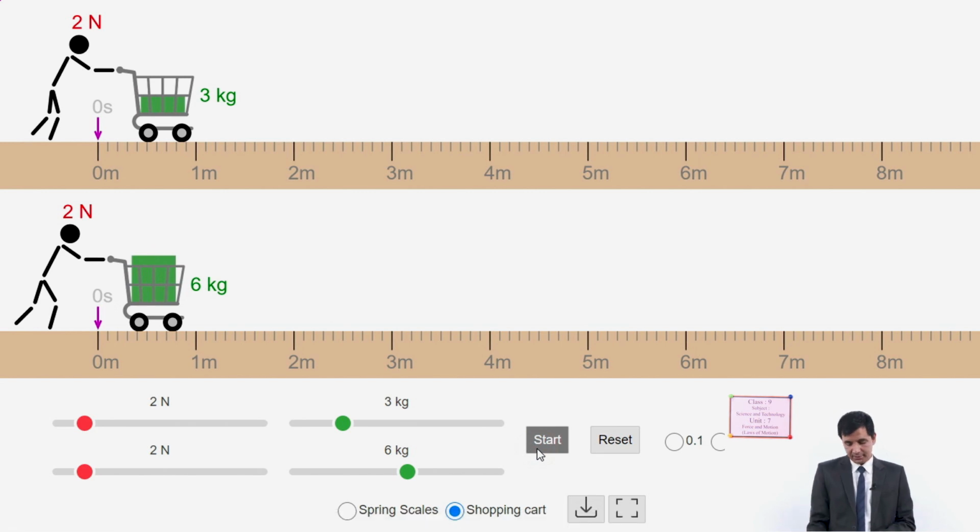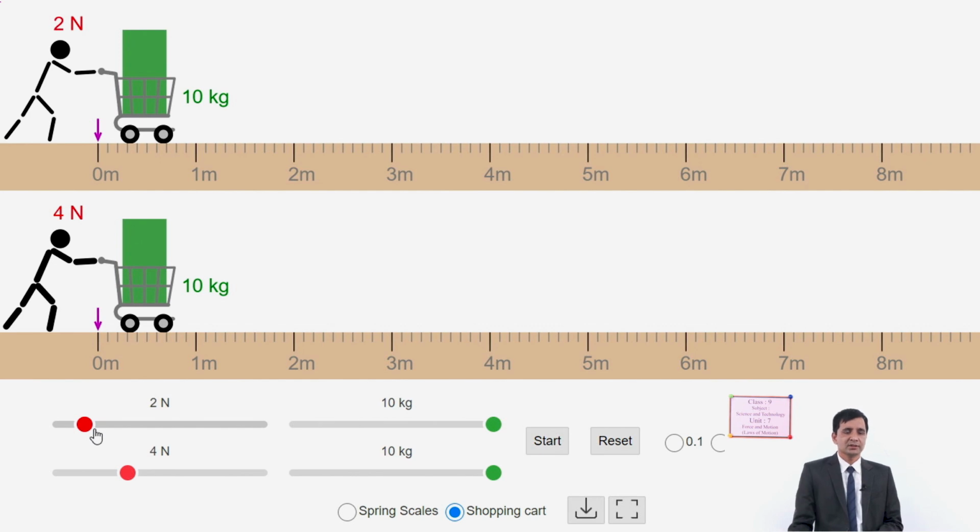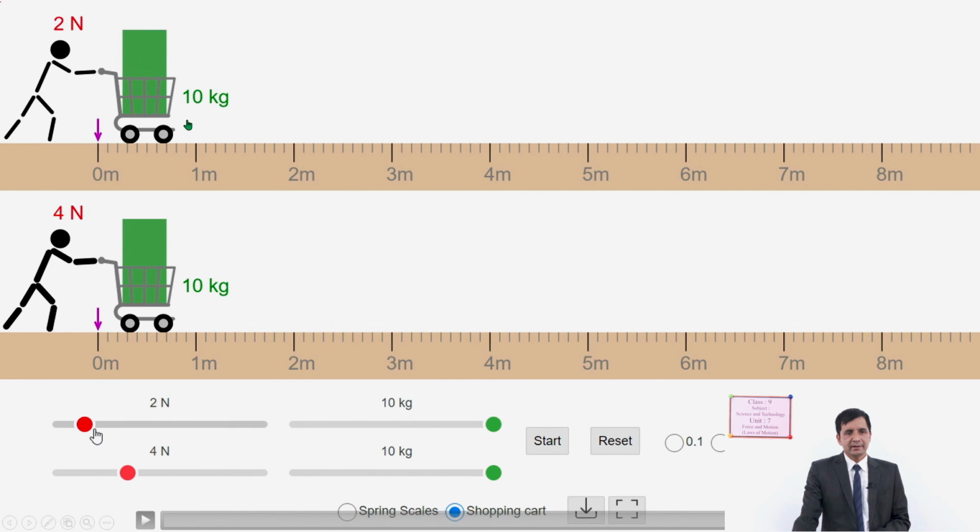Similarly, in another case, suppose we take equal mass on both of these carts, 10 kg of mass. We are taking 10 kg of mass in both of these carts, and if we exert unequal force on them, look once. In the first, we are applying just 2 newtons of force. In the second, 4 newtons of force.